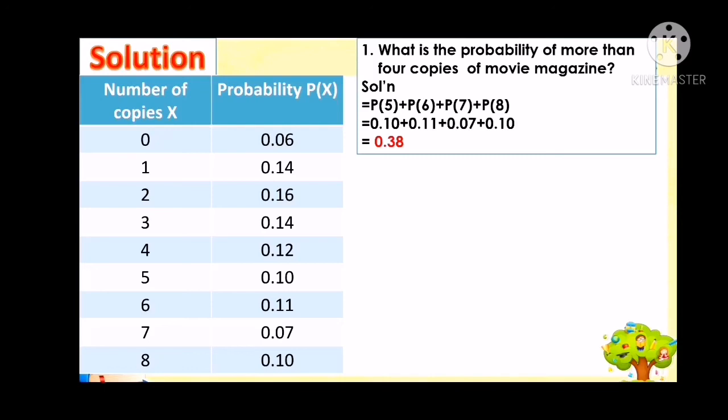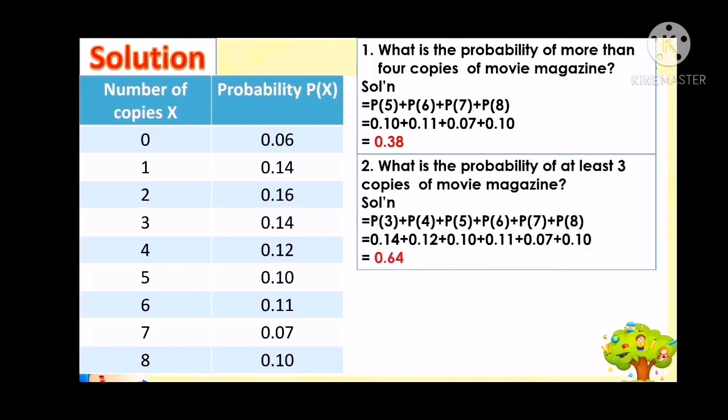Okay? So for the solution, write P of 5 plus P of 6 plus P of 7 plus P of 8. Then the next one, just substitute its corresponding probability, which is 0.10, 0.11, plus 0.07, plus 0.10. Okay, so kukunin mo lang yung total. What is the total of all this probability? We have 0.38. Okay, so ganun lang kasimple.